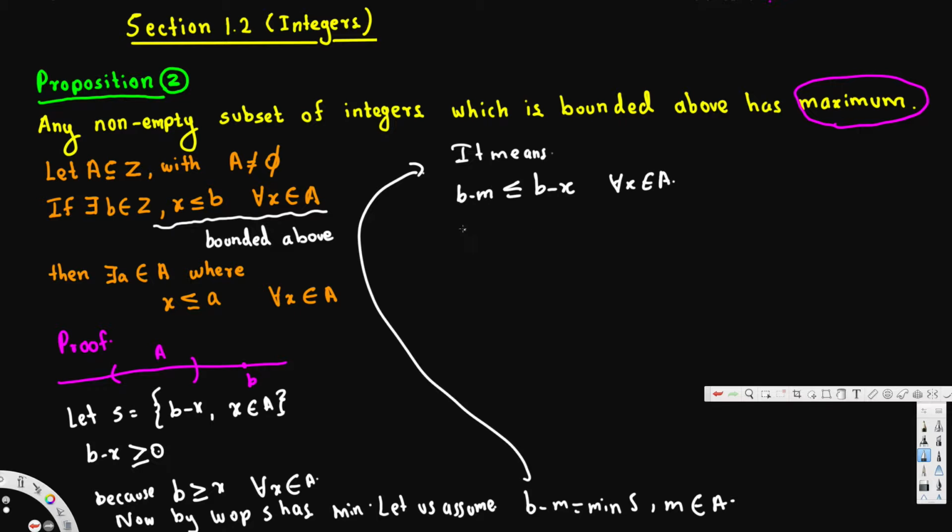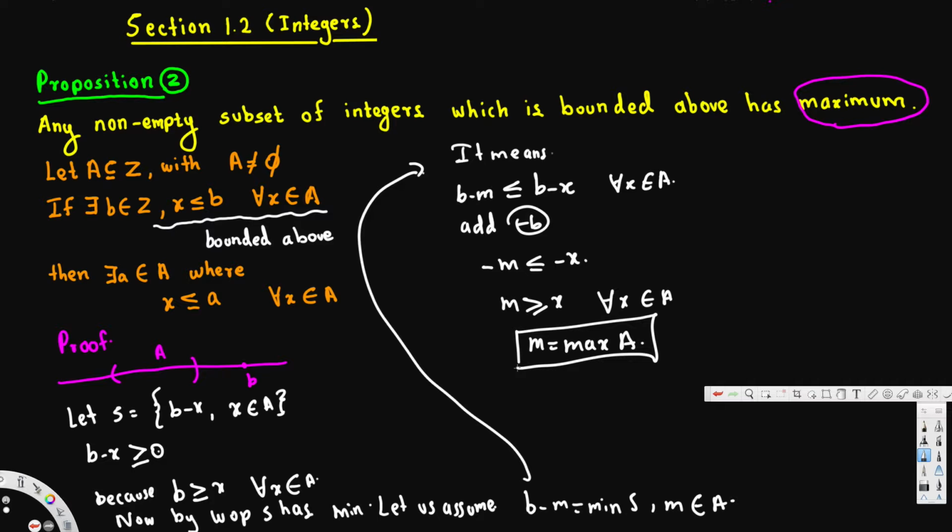Now to get rid of this B, we are going to add negative B to both sides. When we add negative B to both sides, this is going to become negative M is less than or equal to negative x. Now if we multiply both sides by -1, the sign flips, so the inequality is going to flip around. So M is greater than or equal to x for all x belongs to A, and from this one we can see that M is a maximum of A, and therefore we proved this one. Okay, we proved that a set bounded above has a maximum.